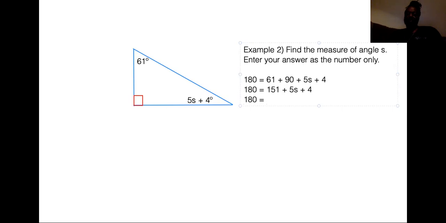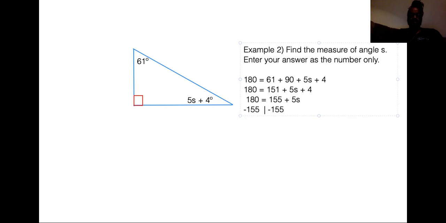So now I'm going to combine 151 and 4. So 151 plus 4 is 155. So it's 155 plus 5s equals 180. And now I can go through the motions of my inverse operations so that I can find the value for 5s. So I can find the value for s. So basically, I'm going to isolate the variable first by getting rid of my constant being 155. And I'm going to do that by subtracting 155. That's the opposite. So I'm just going to subtract 155 on both sides.